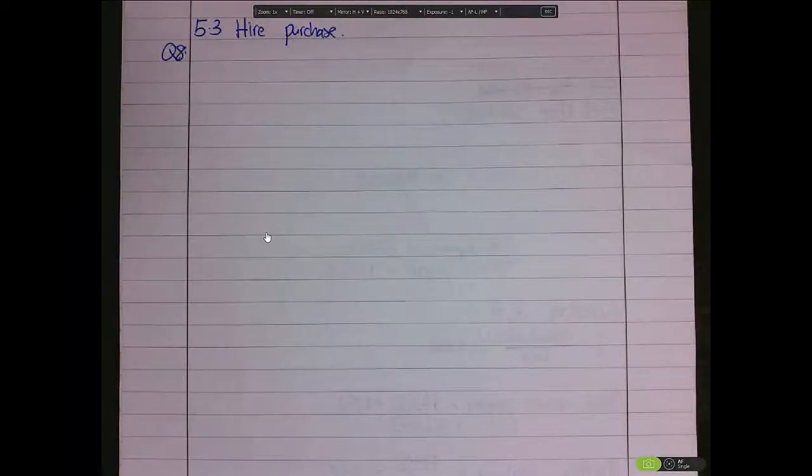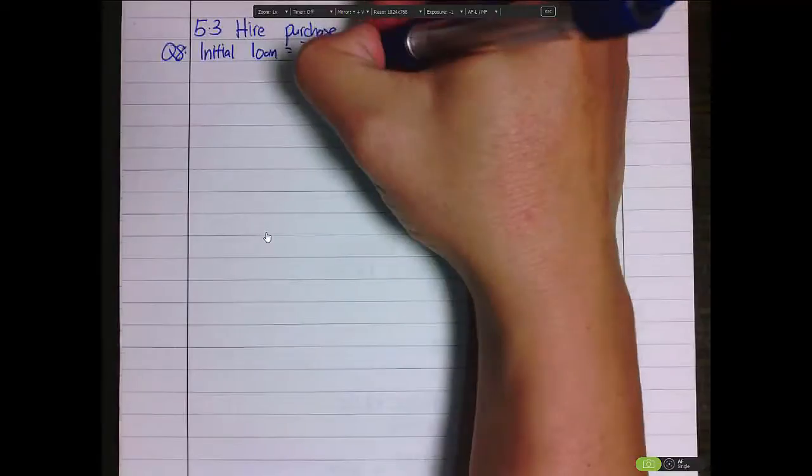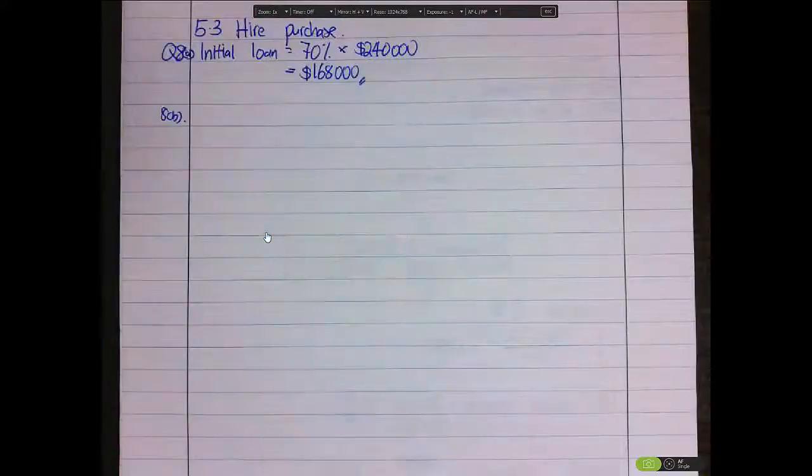Right, now today we're going to do question 8 and question 9. Question 8, you can read the question by yourself. So we must first calculate the initial loan. If he paid 30% in cash, it means that he still has to pay back 70%. So the initial loan is 70% of $240,000. So his initial loan would have been $168,000.